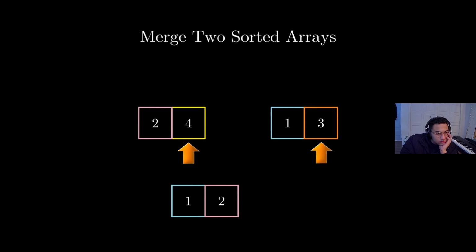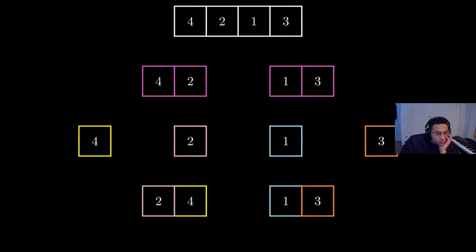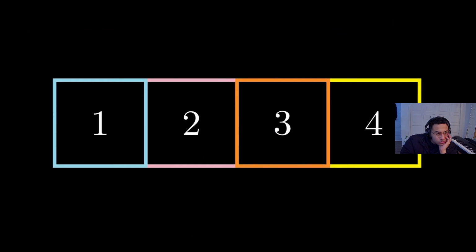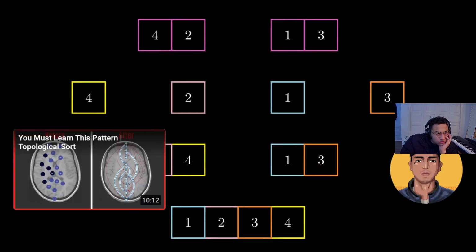3 is less than 4, so we take that value, and at this point, the pointer on this side can't increment any further. So we then just append the rest of what is pointed to by the other pointer. We're then left with a sorted array. So back to our merge sort visualization. Once we've reached the end of the conquer portion of our algorithm, we're left with a sorted array. And this is divide and conquer.